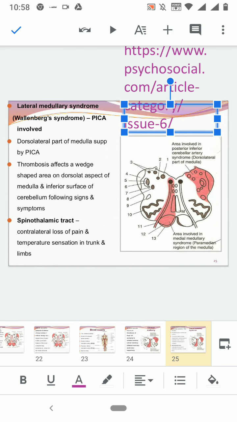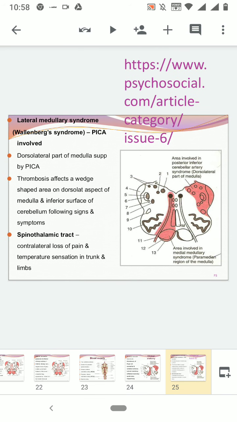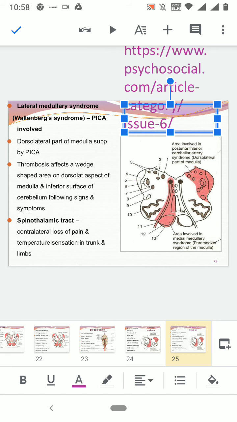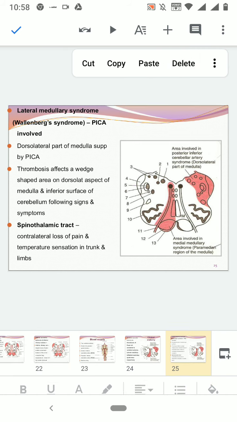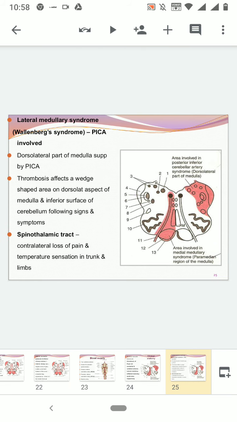You can read this up yourself. This is the lateral medullary syndrome, which is also called the Wallenberg syndrome or PICA syndrome. It comes as a short note.